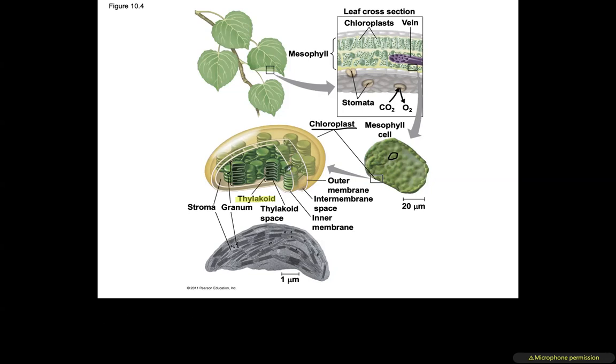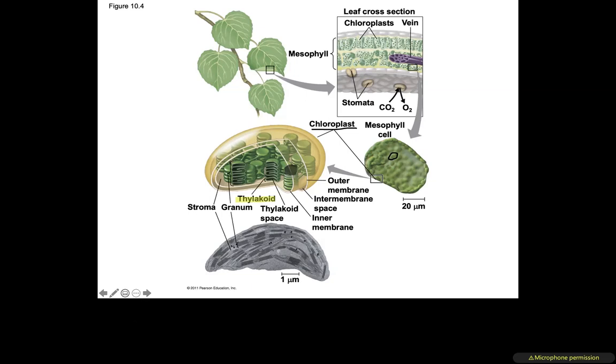So one of these thylakoids looks like a poker chip, right? So think about each individual poker chip, and the stack of the poker chips, that is called granum. So one individual poker chip, in quotes, is a thylakoid, and the stack of them is called granum.